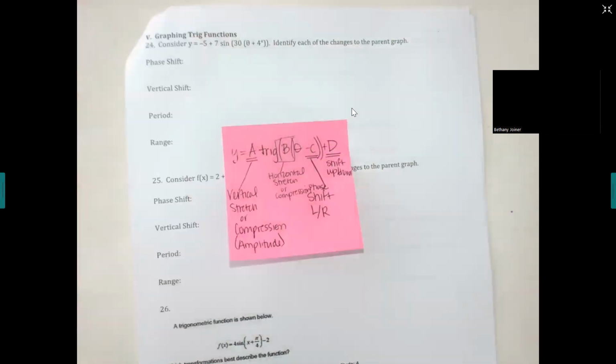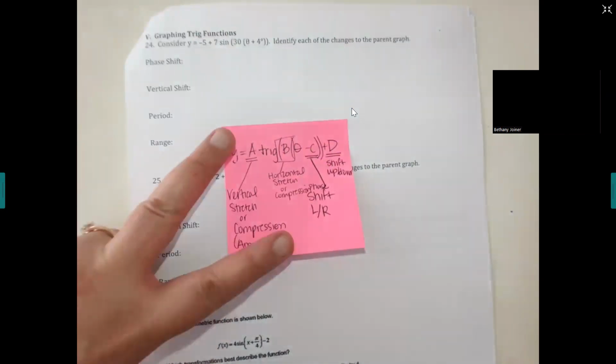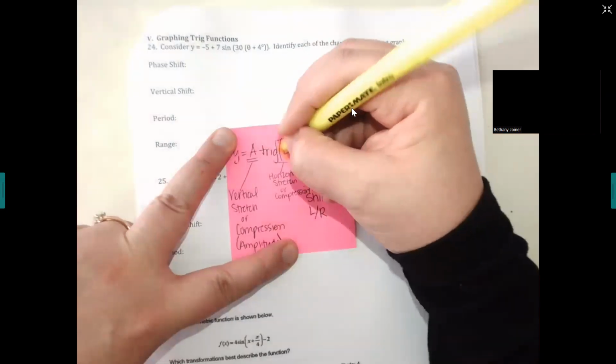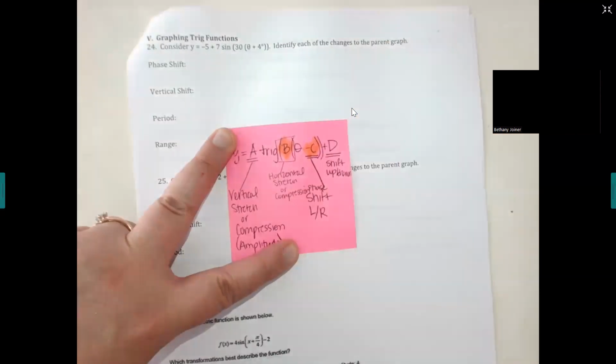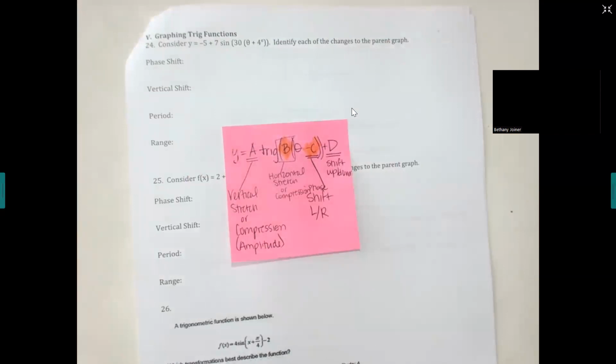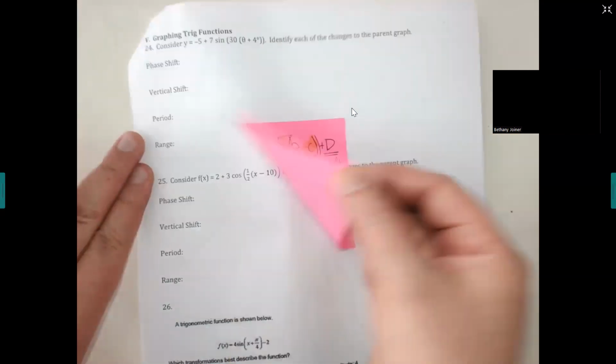Okay. Now, what you're going to see is that out of all 4 of those, 2 of those numbers are going to have the reverse effect of what you would think that number does. And that is going to be the horizontal stretch or compression, or the B, and then the C. Okay, let's talk about what I mean by that. Let's take a look at number 25.